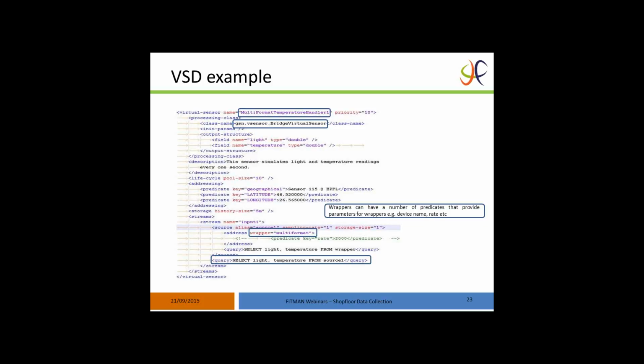So here's an example of a virtual sensor description. The main idea is to find a way to virtualize a real physical sensor. Here we created a simple virtual sensor. It has the name, so we said it's a temperature handler. And then we have this class name. This is the processing class, and that actually implements the necessary functionalities to collect the temperature from the sensor.